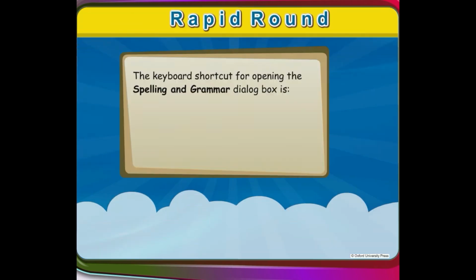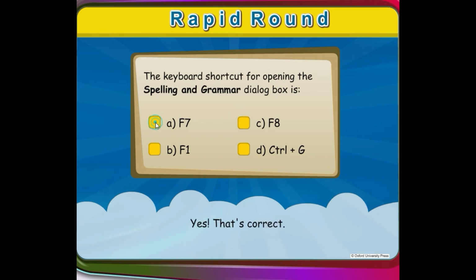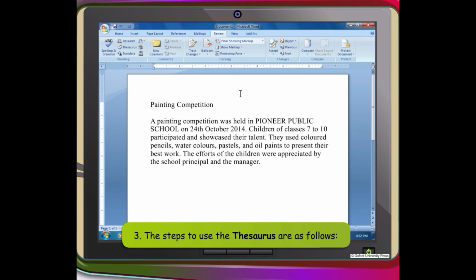Let's answer this question before we move on. The keyboard shortcut for opening the spelling and grammar dialog box is... Yes, that's correct. Let us now learn how to use the Thesaurus.